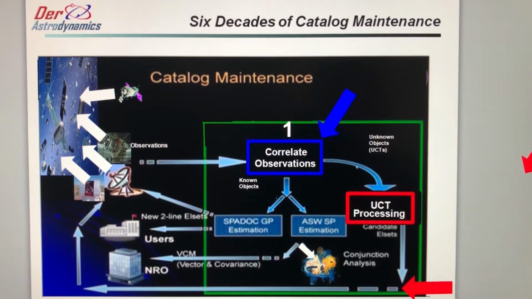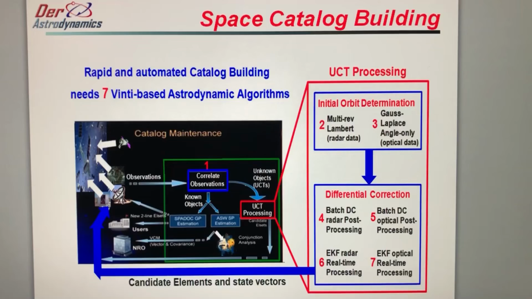This is no knock to these excellent catalog maintenance algorithms that focus on box 1, correlate observations, as indicated by the blue arrow. Astrodynamic algorithms for unknown or uncatalogued targets, UCTs for short, are their weaknesses, as indicated by the broken line and the red arrow. Space catalog building algorithms can process known and unknown space objects, or UCTs, while catalog maintenance algorithms are designed to process only known space objects.